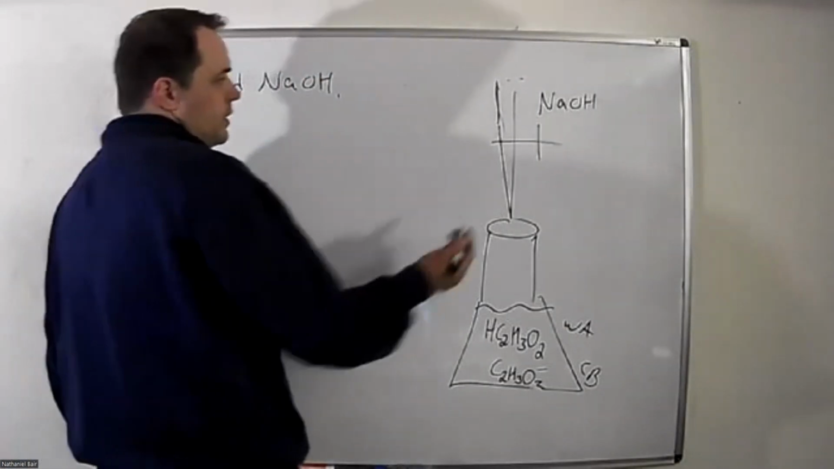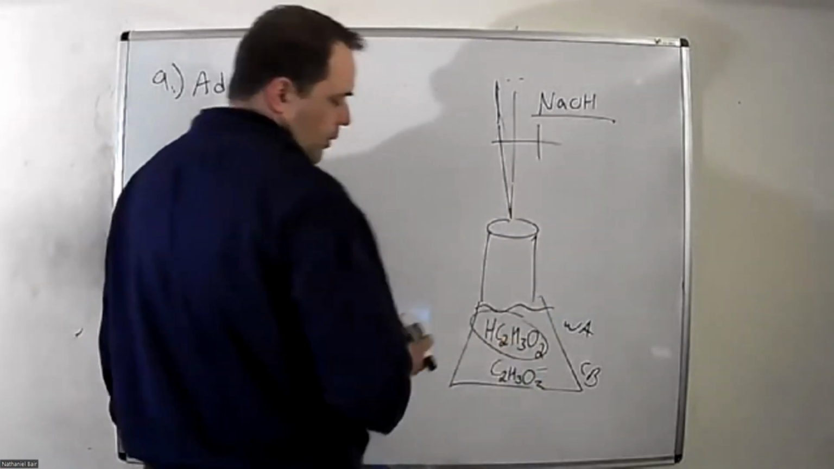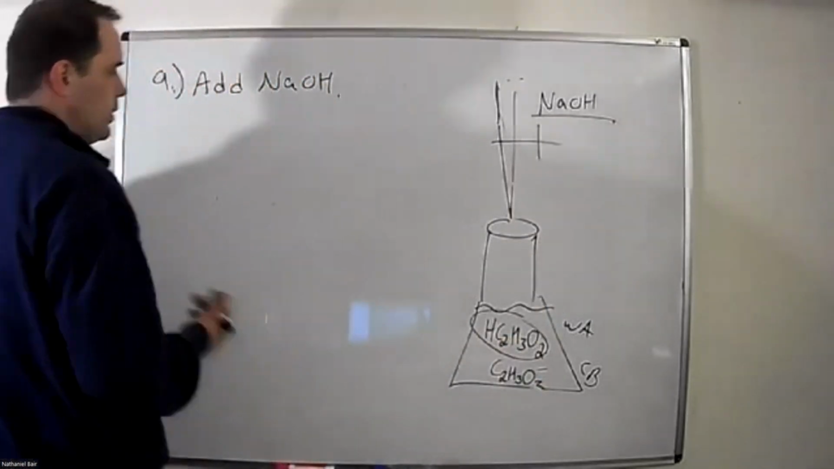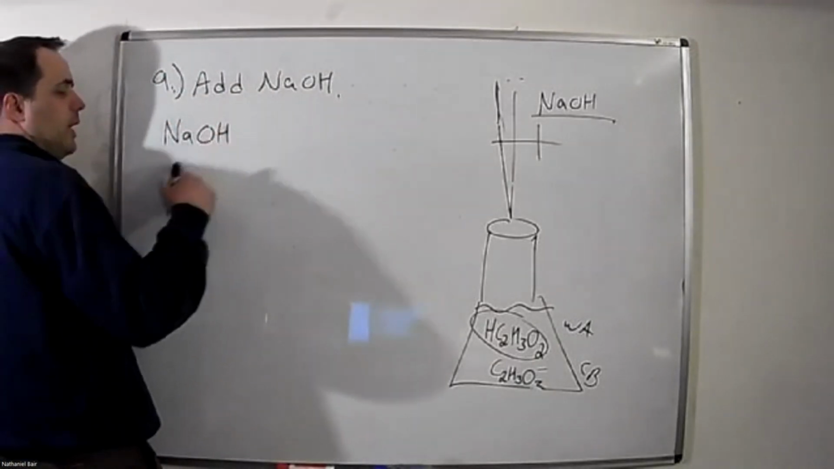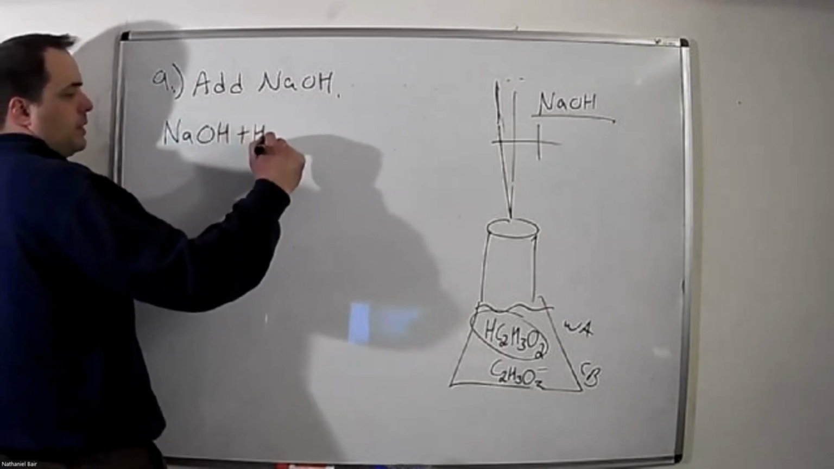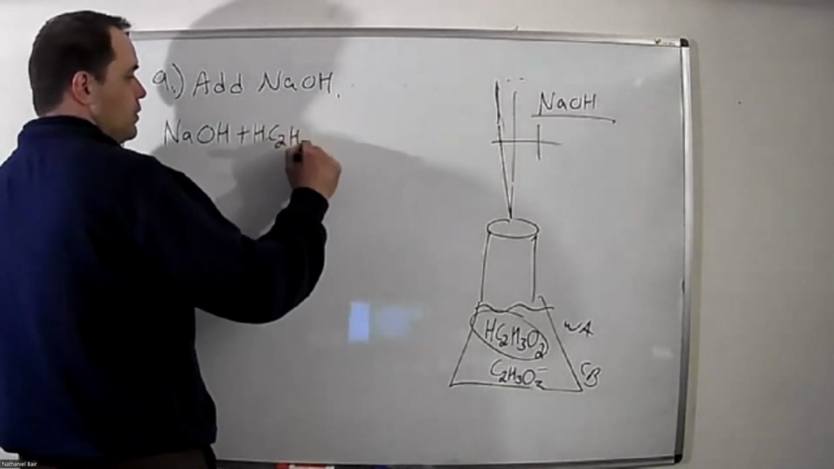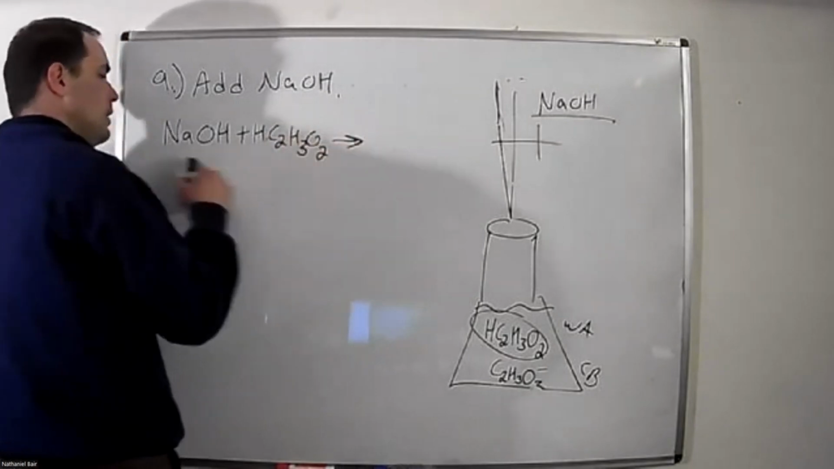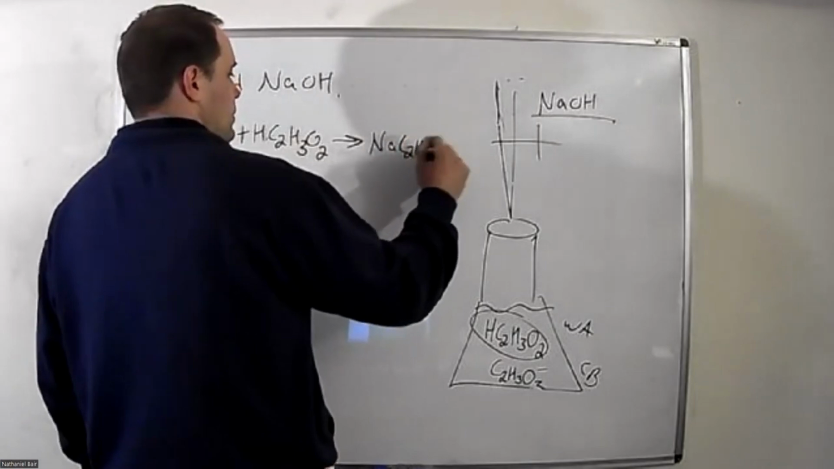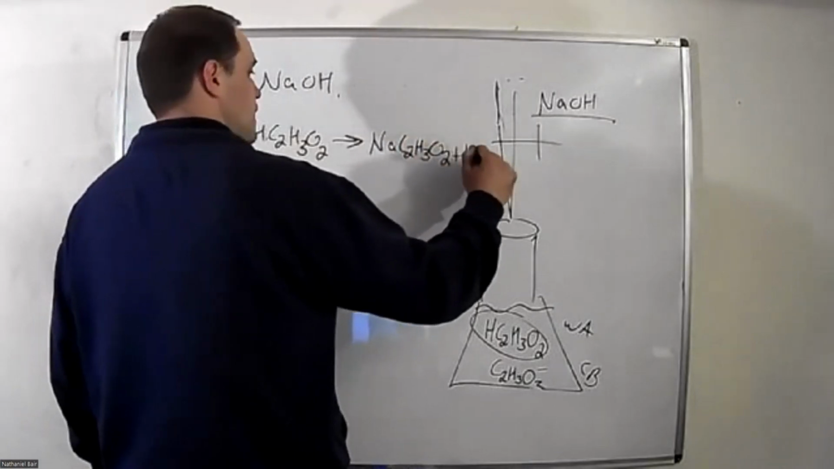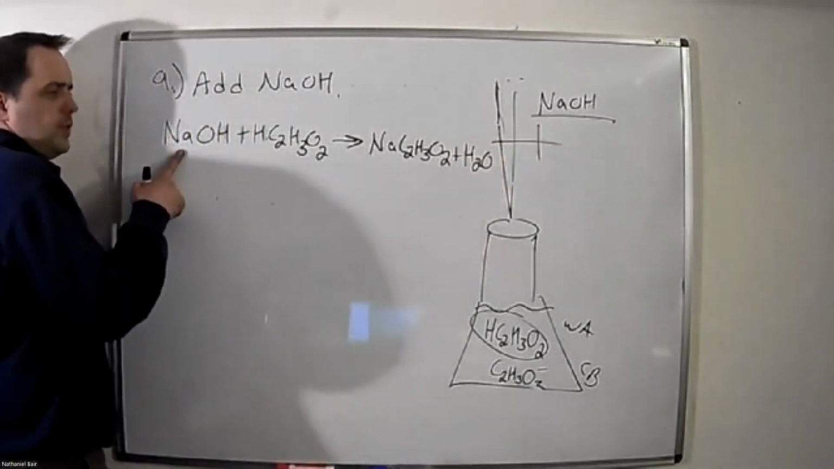Well, sodium hydroxide is a strong base, and the base is going to react with the acidic component of the buffer. And I want to write an equation for that. So what's that going to look like? Well, you've got a couple options. NaOH plus HC2H3O2 is going to make NaC2H3O2 plus H2O.